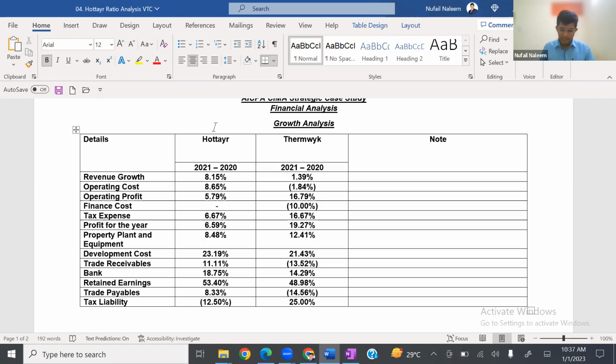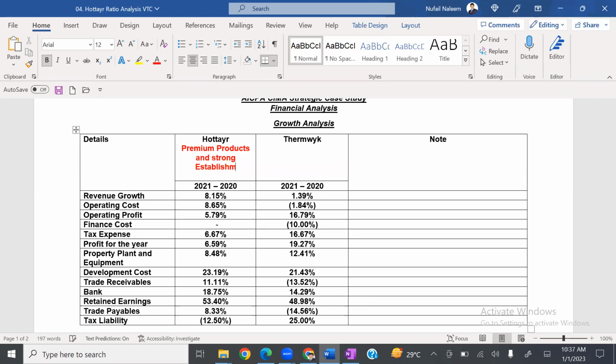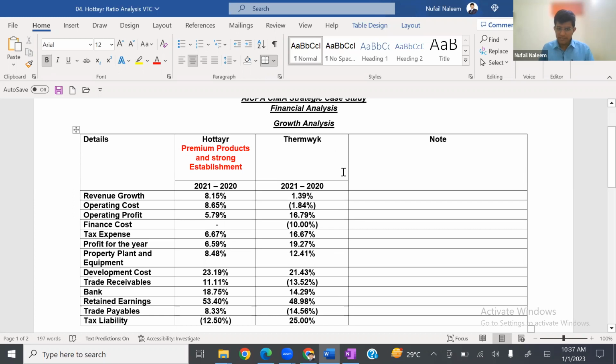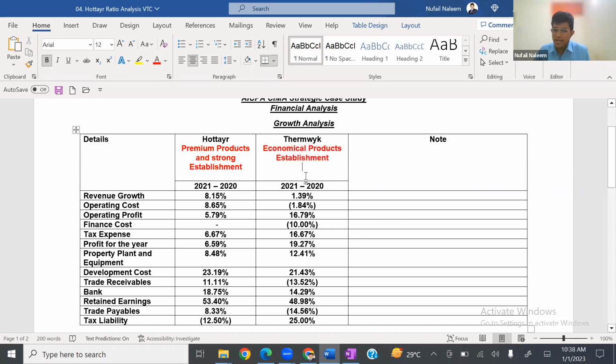So I will write down here premium products and strong establishment. Correct, no, students? Premium products, strong establishment. Now, if you see in this case, I can write down here economical products, and the establishment is not clear because they have not mentioned a story. Because if you look at our story, we started in the 1950s, right? If I'm not mistaken, when there was no technological advancement in the market, our company was present. So that is the difference between these two.